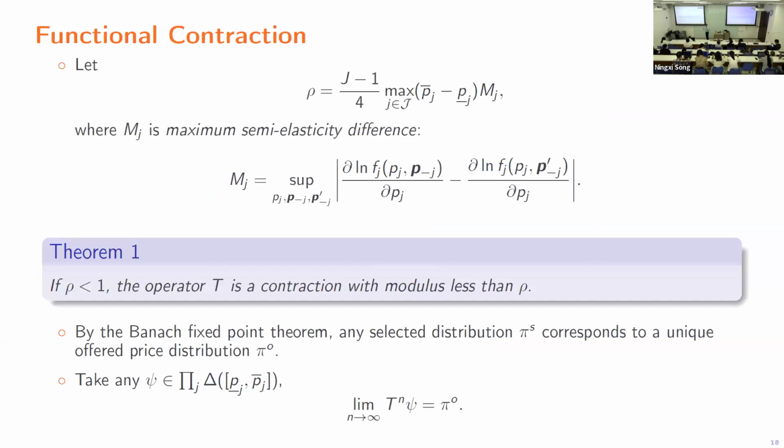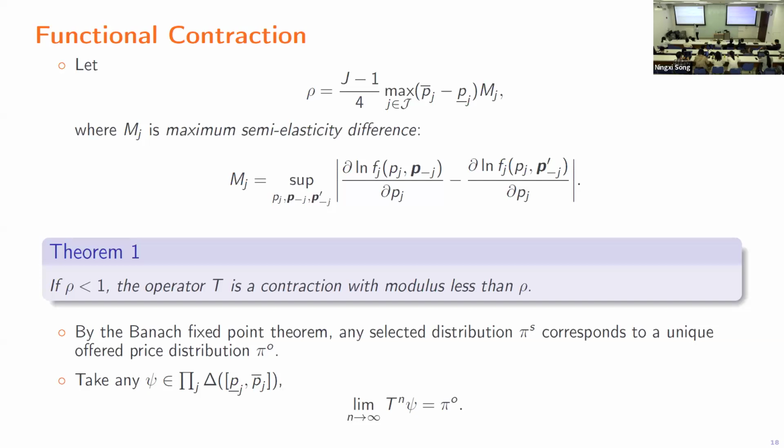I'm a theorist. I like to talk about theory. The main result gives you sufficient conditions under which the operator is a contraction in the functional space. I will give you an explicit bound on the modulus of the contraction. Here rho equals a quarter of j minus 1. Recall j is the number of alternatives, multiplied by the maximum of the price range. This pj upper bar minus pj lower bar is the price range of alternative j, multiplied by m. I call this mj, the maximum semi-elasticity difference.